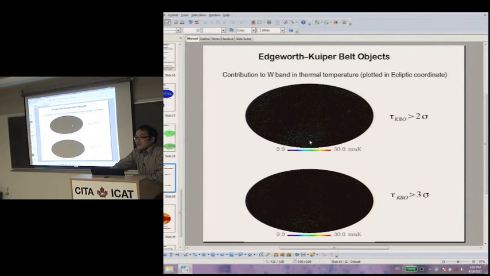I can tell you the answer. The grains are microns, so they will be a lot hotter than thermal equilibrium with the sun. It depends on your grain model, but 70 or 100 or something.